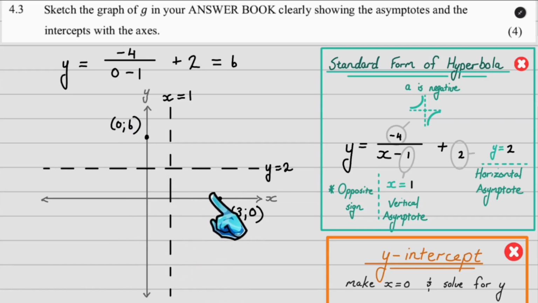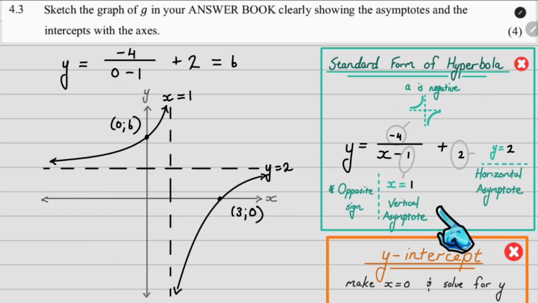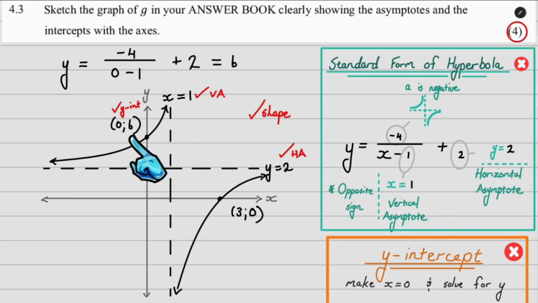And now I'm going to draw my hyperbola in. And then we are officially done. We've sketched what they asked for, we labeled what they asked for. So let's have a look where the 4 marks are coming from. Firstly, your y-intercept gets you your first mark. The vertical asymptote gets you your second mark. The correct shape of the graph gets you your third mark. And the horizontal asymptote gets you the 4th mark.